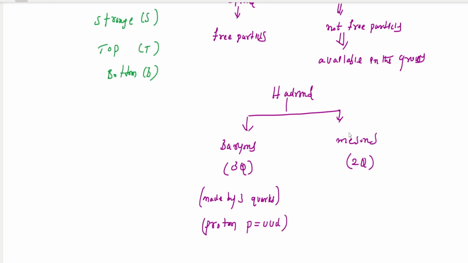So when it comes to mesons, mesons are made by quarks and antiquarks. Okay. So for example, if you take pi plus, up and the antiparticle of down. Okay.